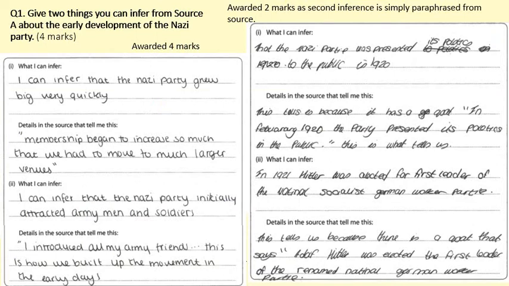So the answer on the left-hand side received full marks. Let's have a look at what they wrote. I can infer that the Nazi Party grew big very quickly. They're making an educated guess that the Nazi Party got a lot more support, had a lot more members in the party. And what helped them make that educated guess were the actual words. Membership began to increase so much that we had to move to much larger venues.